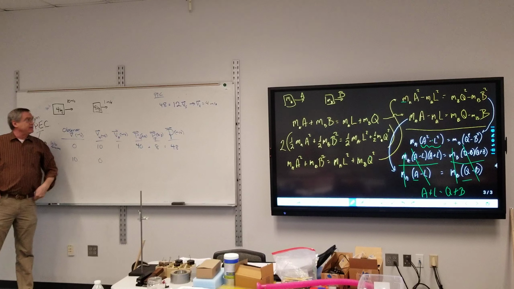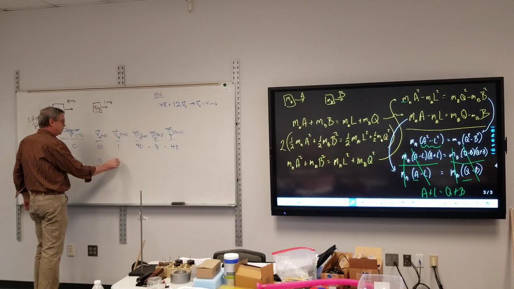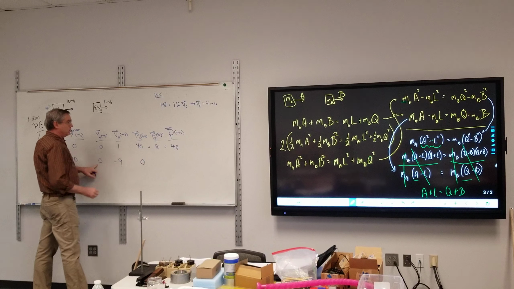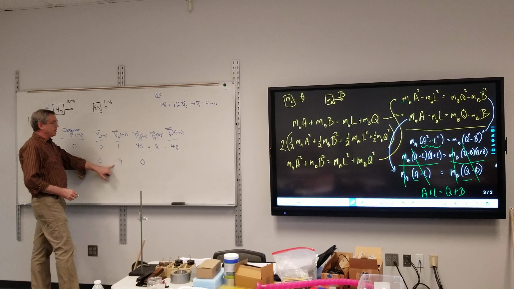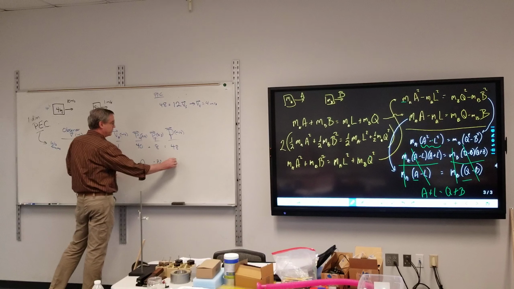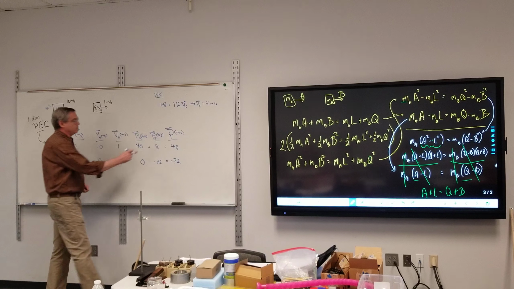How fast will the 8 kilogram mass seem to be going relative to this observer? Yep, -9. So the momentum of the 4 kilogram mass will be 0 Newton seconds. The momentum of the 8 kilogram mass will be -72 Newton seconds, and the total is -72 Newton seconds.